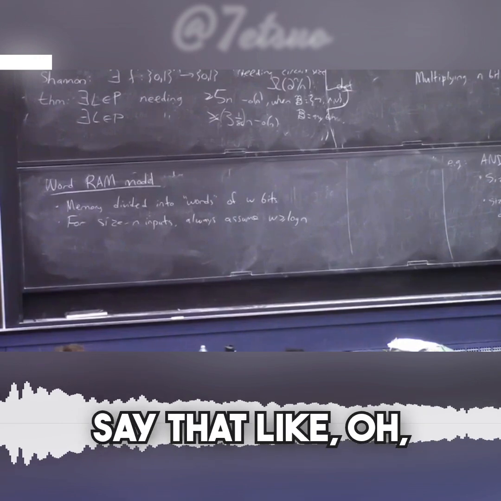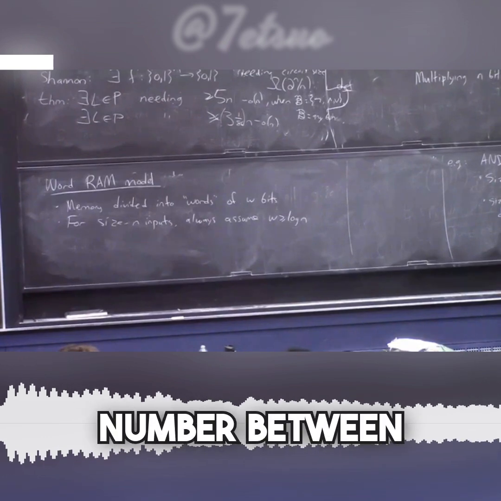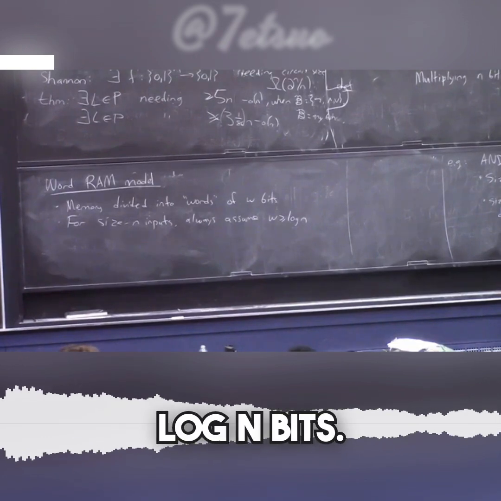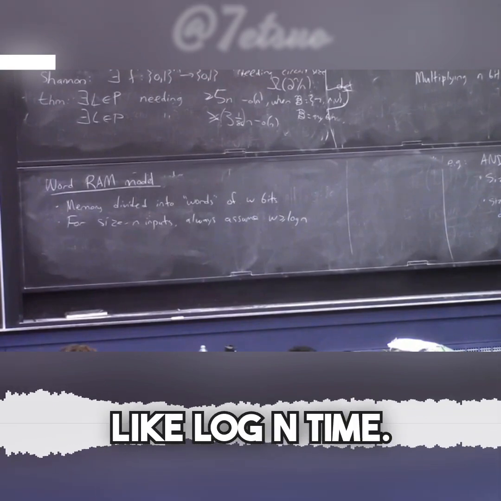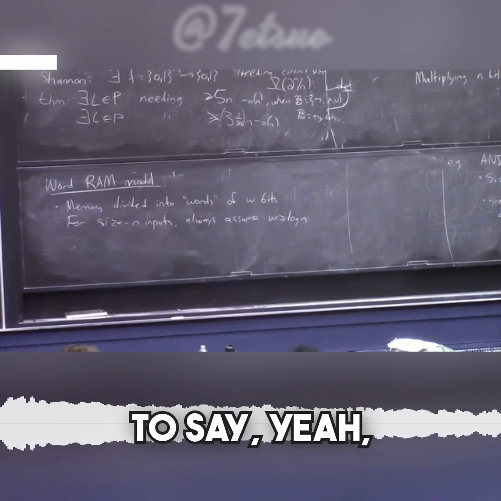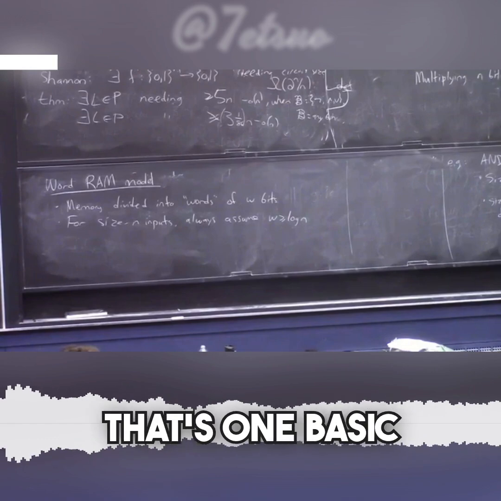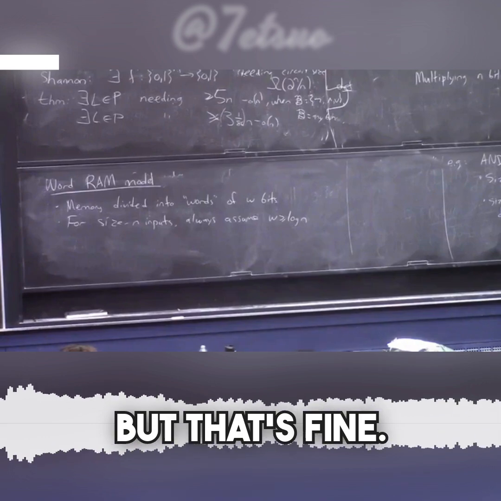We don't want to say that when I do i equals i plus 1, i is storing a number between 1 and n, so it's really log n bits. So then maybe incrementing a log n bit number costs log n time. That's the kind of Turing machine annoyances that we're trying to get away from, right? We want to be able to say, yeah, i equals i plus 1. That's one basic step, cost 1, done. But that's fine, and that's what we're going to do.